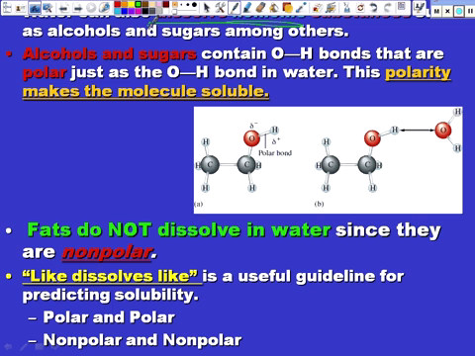Some of those things that are partially charged are alcohols and sugars. Do water and alcohol mix? Yes, they do. Otherwise, you wouldn't have alcohol. Sugars. Does sugar dissolve in water? Yes. If it didn't, then we wouldn't have sweet tea. God bless the South.